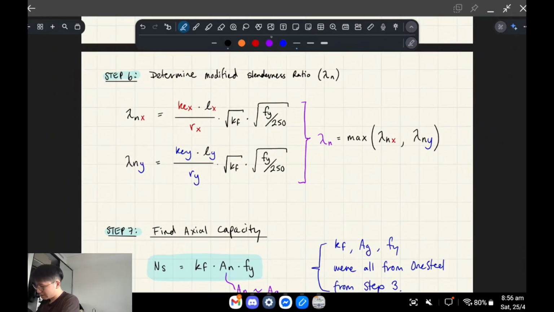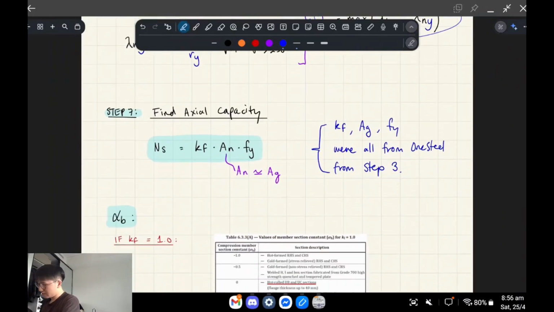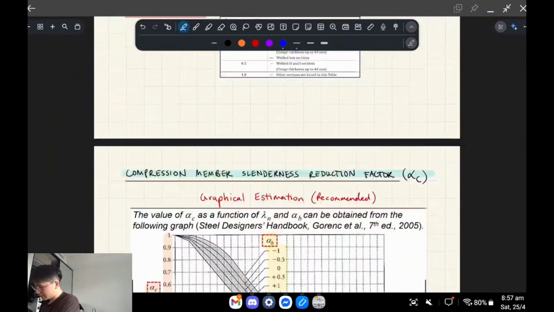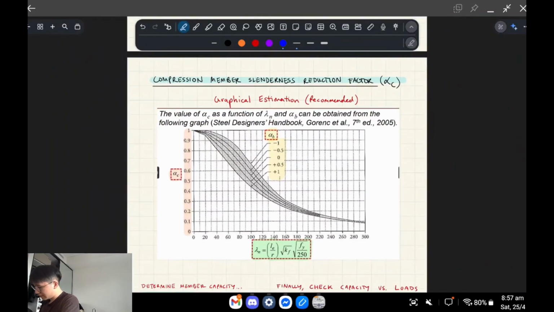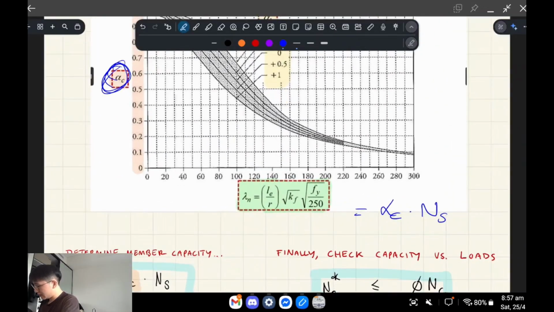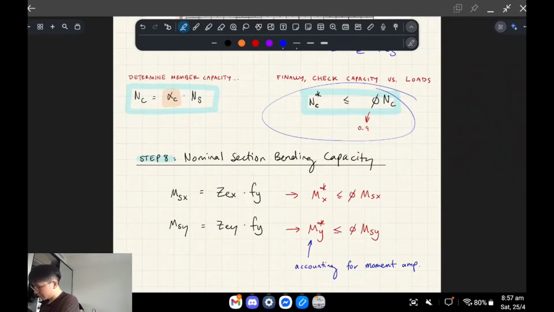We found these values through the gamma method. We're trying to figure out the max slenderness, whether it's going to buckle in the x direction or y direction. And then axial capacity, still thinking about compression, we want to find alpha C. Alpha C is what we multiply by the section capacity in compression, and that's how we get the member capacity. And then do these checks to make sure it's fine in compression by itself.